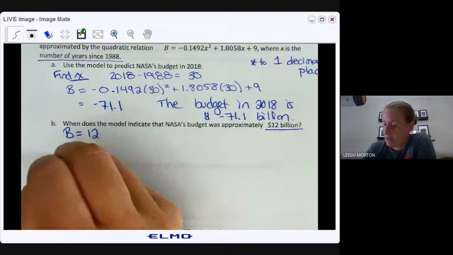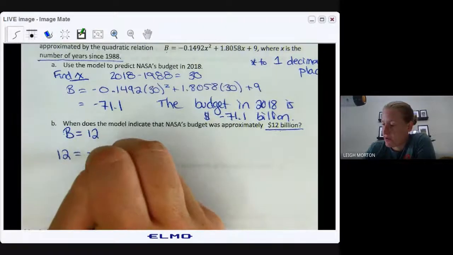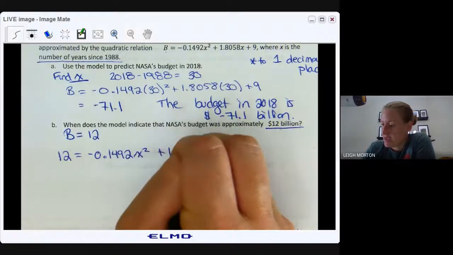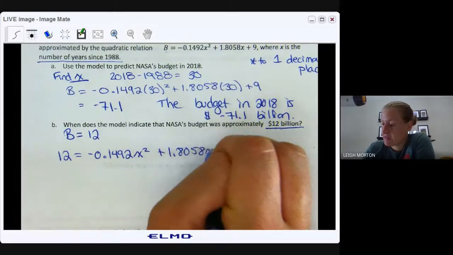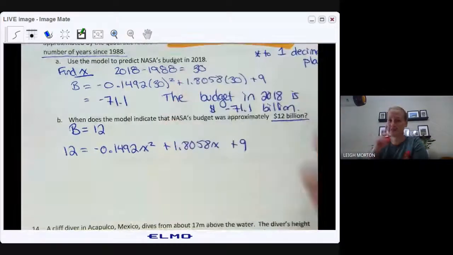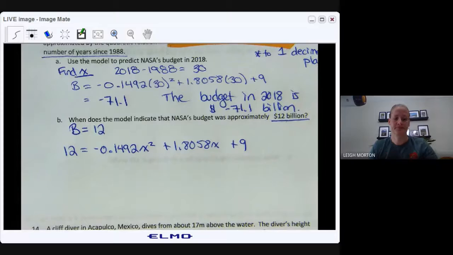That would give us 12 equals negative 0.1492x squared plus 1.8058x plus 9. I'll highlight that so I fix it after. So what would our next step be? Can we solve when it's equal to 12?